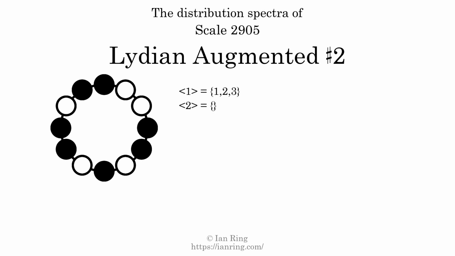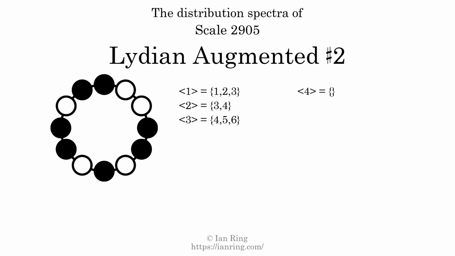The generic interval of 2 scale steps comes in 2 different specific interval sizes: 3 semitones and 4 semitones. The spectrum width of this generic interval is 1. The generic interval of 3 scale steps comes in 3 different specific interval sizes: 4 semitones, 5 semitones, and 6 semitones. The spectrum width of this generic interval is 2.